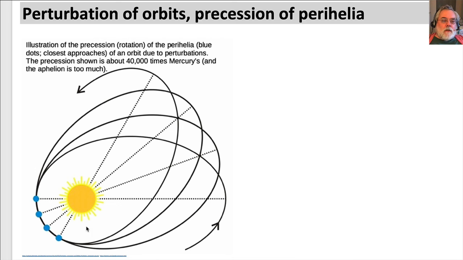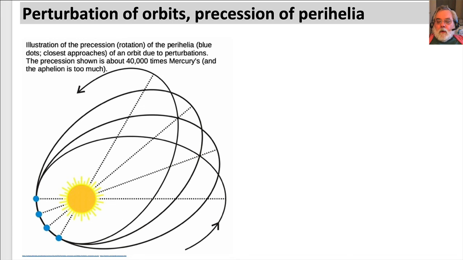The precession shown, the amount between the blue dots, is about 40,000 times Mercury's precession. And also the aphelion, the far distance, is too much. But it's a good diagram for showing you what the perihelion is and the direction in which it moves.